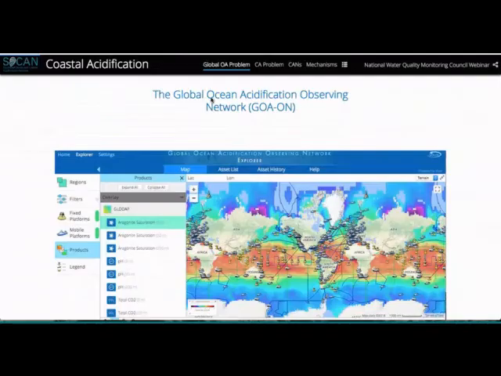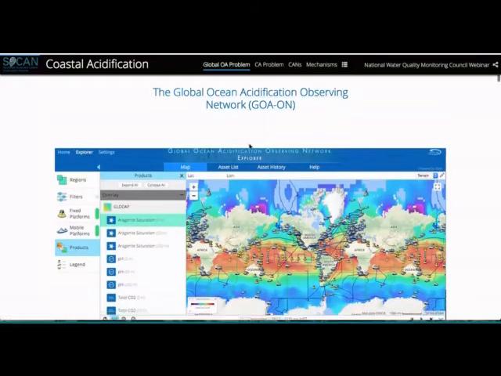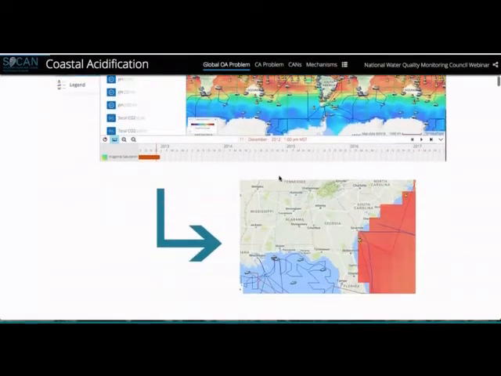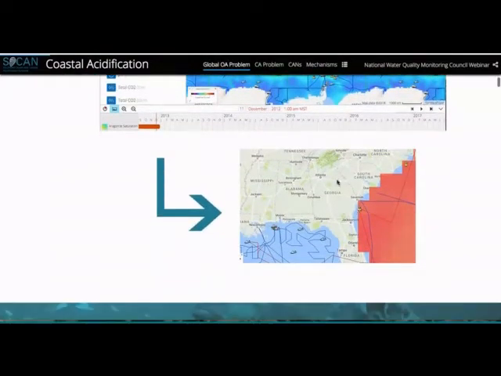But the problem is, if we zoom into the GOA-ON portal and look at the Southeast, we can see that there's not a ton of information about what's going on in our coastal regions. So it's really limiting, and our ability to understand the drivers of coastal acidification is limited based on limited monitoring at this point, and we'll talk more about that.